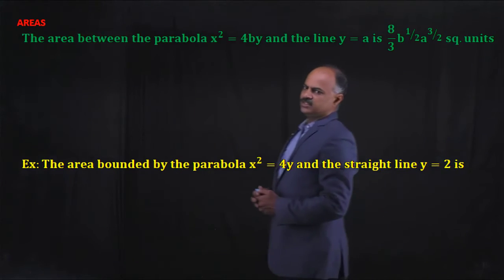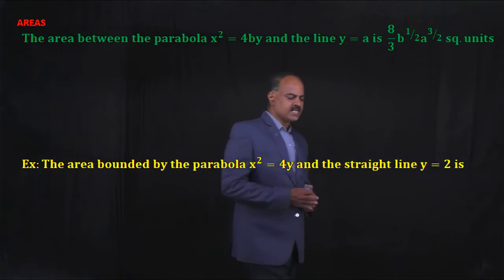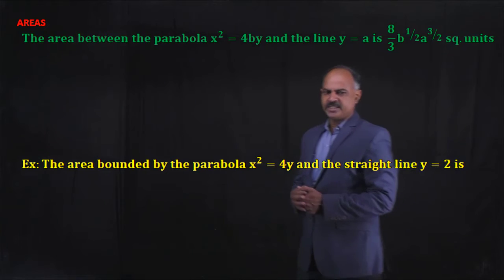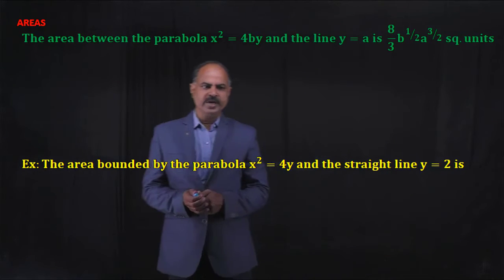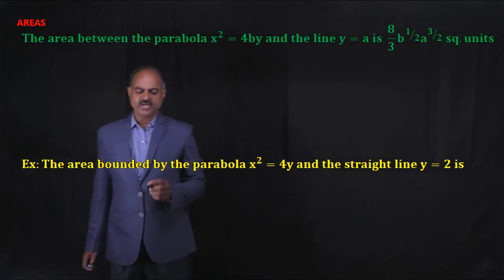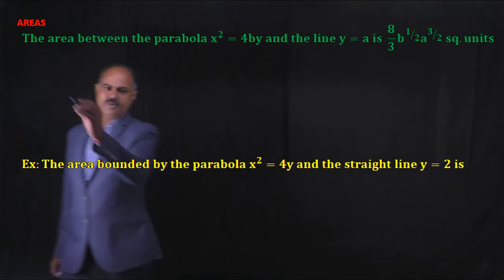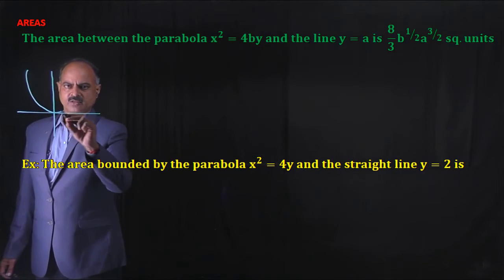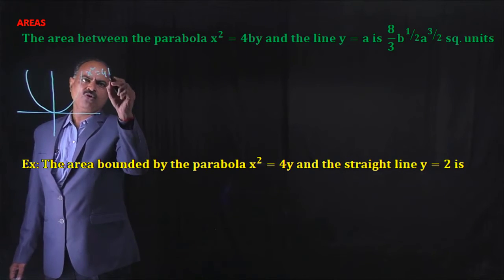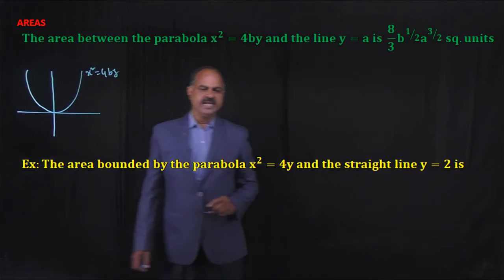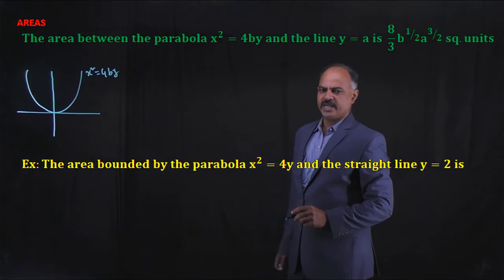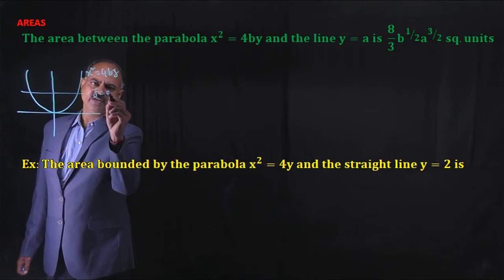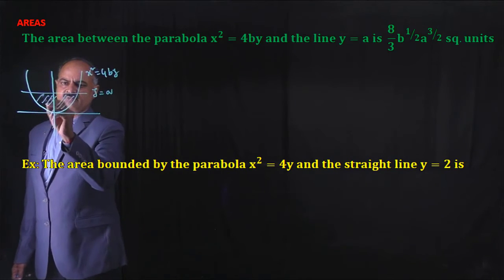Next formula: the area between the parabola x² = 4by and the line y = a is (8/3) b^(1/2) a^(3/2) square units. So given the parabola x² = 4by and the given line y = a. This line is y = a. So this is the required area.